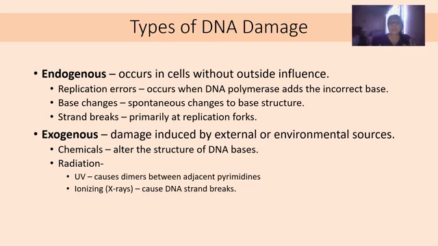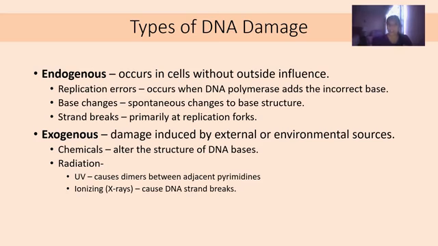Now, there are two main types of DNA damage that can occur inside our cells. One is what we would call endogenous damage, and this occurs in the cells without any outside influence and is usually a result of either replication error as the DNA is getting replicated, or spontaneous changes in base structure, which happen all the time, by the way. That's something that's always happening and always being fixed.